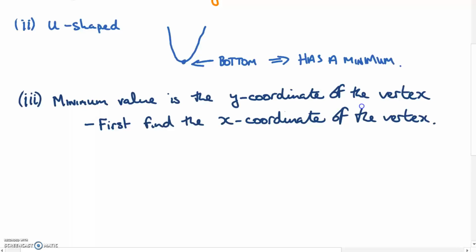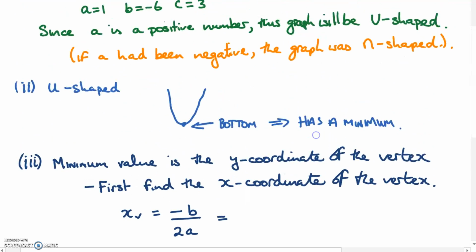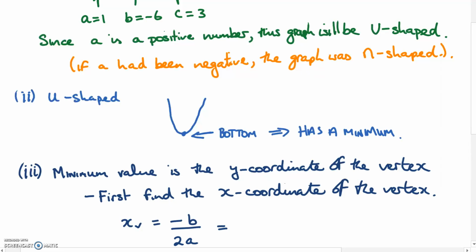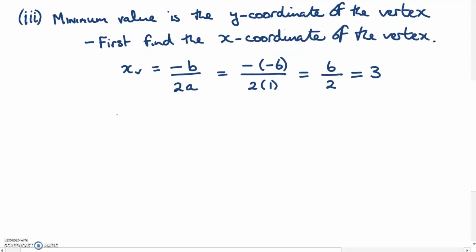Well, we do that with xv is equal to minus b over 2a. And if we scroll back up, we're going to see that b was negative 6 and a was 1. So it's going to be minus negative 6 over 2 times 1. Minus negative 6 is 6. 2 times 1 is 2. And 6 divided by 2 is 3. Now that's the x-coordinate of the vertex. The x-coordinate of the vertex is 3.